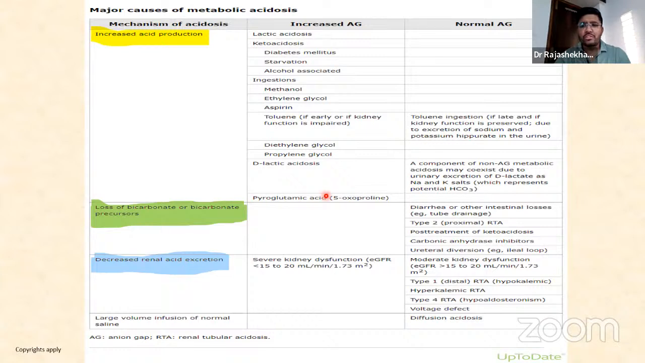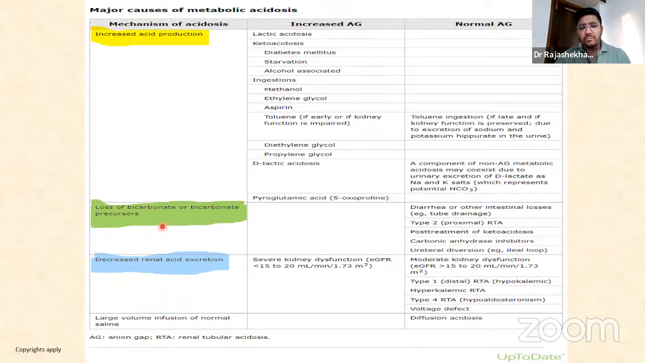For acute paracetamol toxicity, I think 10, 12 questions can come, whereas chronic paracetamol overdose I think has not been asked until now, but it is a growing trend to have pyroglutamic acid toxicity induced metabolic acidosis in patients. Chronic paracetamol poisoning can cause pyroglutamic acid toxicity. It is one of the causes of increased anion gap metabolic acidosis. So the things we considered here are the main causes of increased acid production, and they usually cause high anion gap metabolic acidosis.